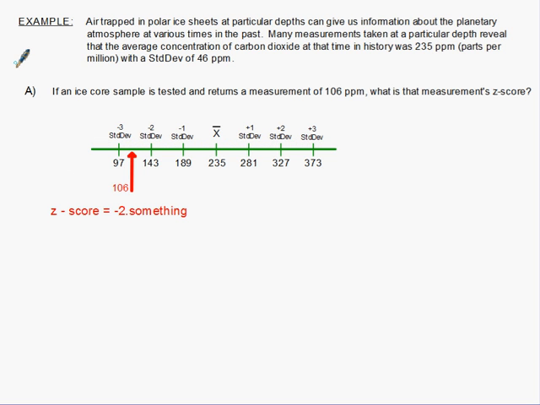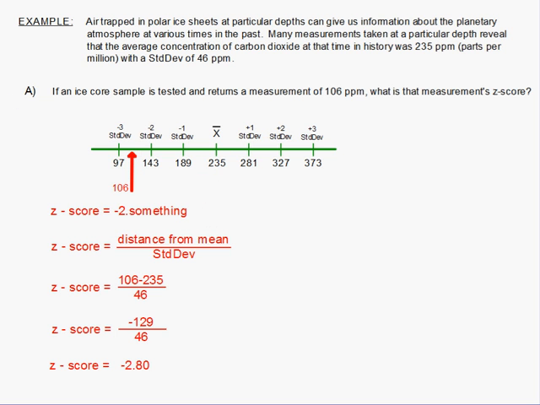So z-score is going to be negative 2 point something. It's between -2 and -3. Z-score is just a numeric way of getting after that rare idea. What we do is find the distance from the mean. We divide that distance by our standard deviation, and that gives us the number of standard deviations away from the mean.